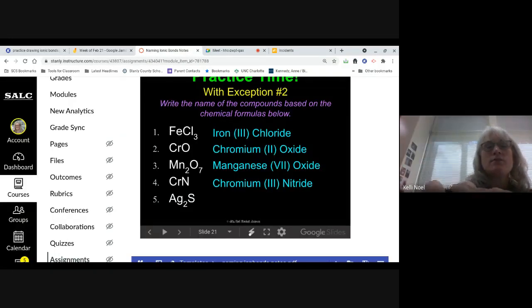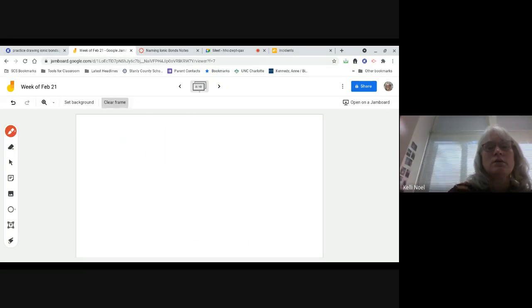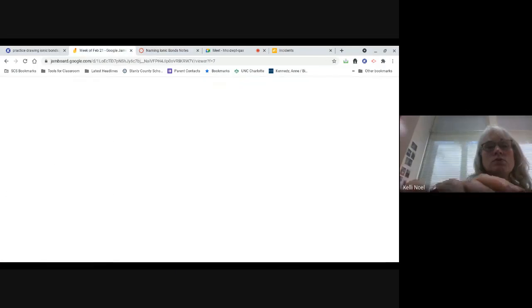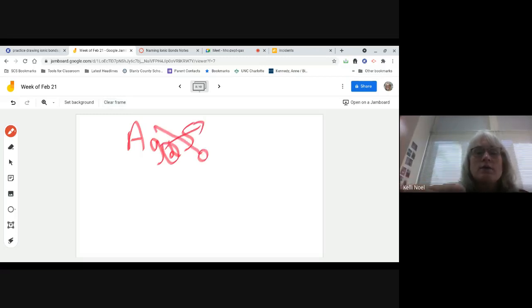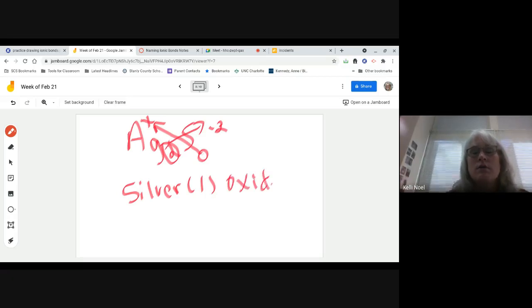And then silver sulfide. So we have silver, was it 2s? All right, so again, I'm going to reverse crisscross, and I know that sulfur is a -2, and so that means there's nothing here, so this is going to be a plus. So I have silver 1 sulfide.